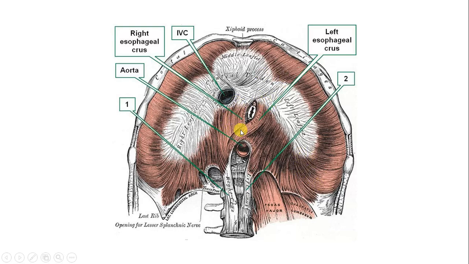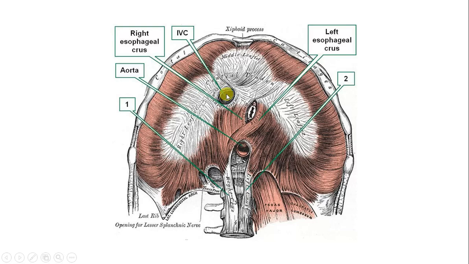Here you can see the right crus and left crus. The right crus is from the upper three vertebrae, and the left crus will be from the upper two vertebrae. Here you can see these are arching over the fibrous arch which is running over the anterior surface of the aorta.